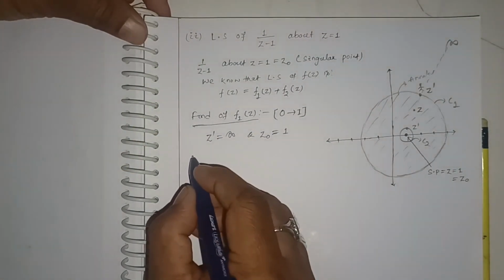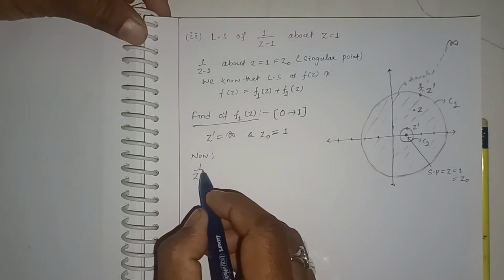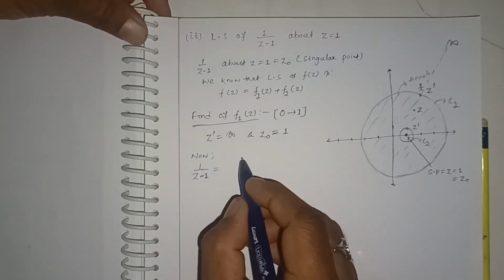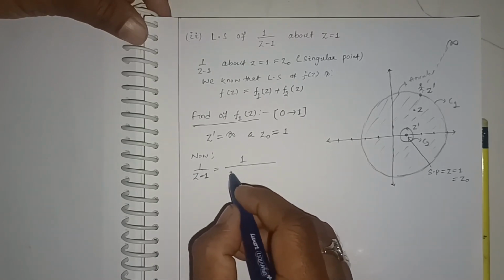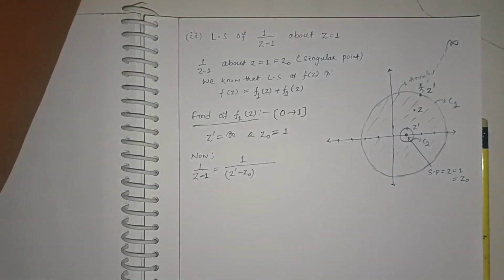Now the denominator of the given function will be written as follows. For this out to in case, first we have to write it in the general form. That will be written in the form of z dash minus z0, because it is the out to in case.